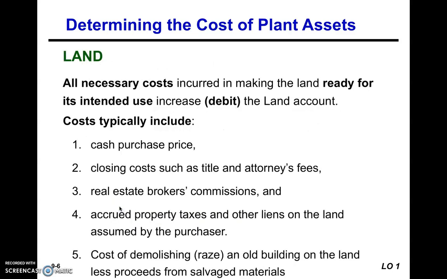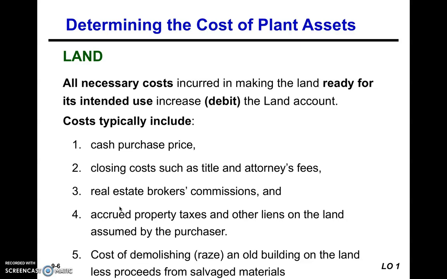The first one is land. When we buy land, the purchase price is included in the cost of land as well as closing costs such as title and attorney fees. So what are closing costs? Normally when the buyer and seller get together, an unbiased third party is used to hold the cash and make sure the title, the ownership of the land, really belongs to the buyer. And sometimes we want an attorney to take a look at our contract, so the fees are included in the cost of the asset, in this case land.